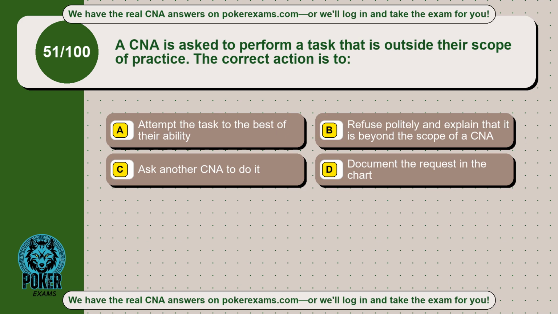Question 51. A CNA is asked to perform a task that is outside their scope of practice. The correct action is to: Option A, attempt the task to the best of their ability. Option B, refuse politely and explain that it is beyond the scope of a CNA. Option C, ask another CNA to do it. Option D, document the request in the chart.